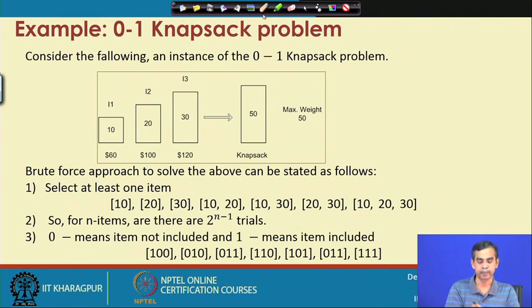It is listed here. We can select a single item at a time, then 2 items at a time, and then 3 items at a time. However, this is not a feasible solution, because if we include item 1, item 2 and item 3, the weight is 10, 20, 30, which exceeds the maximum quota, because the maximum weight is 50. So, it is not a feasible solution.